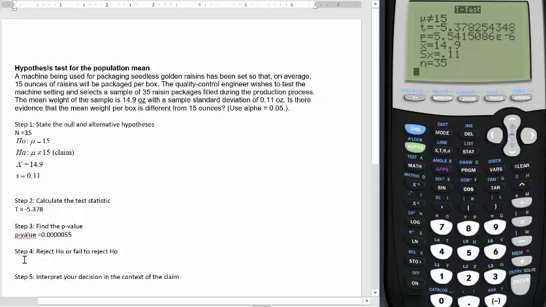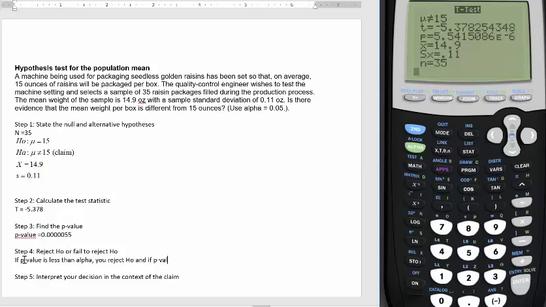Now, step number 4. How do you make a decision when you perform a hypothesis test? If p-value is less than alpha, you reject H0. And if p-value is more than alpha, you fail to reject H0. Okay, what is it in our case? The level of significance alpha is 5%. Alpha is the probability of rejecting H0 when it is true. It's the probability of making a mistake, which we call type 1 error.